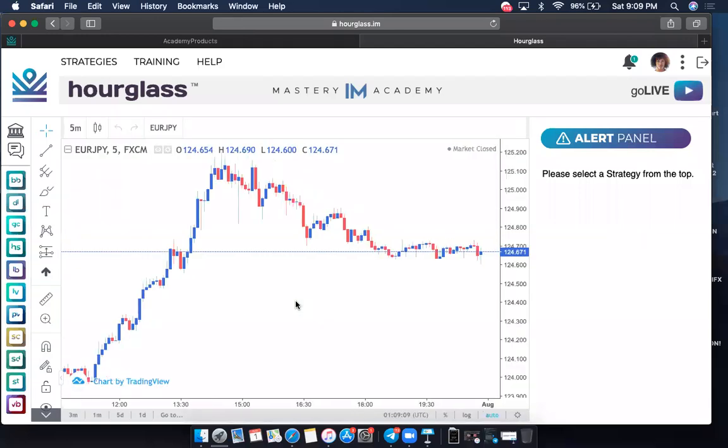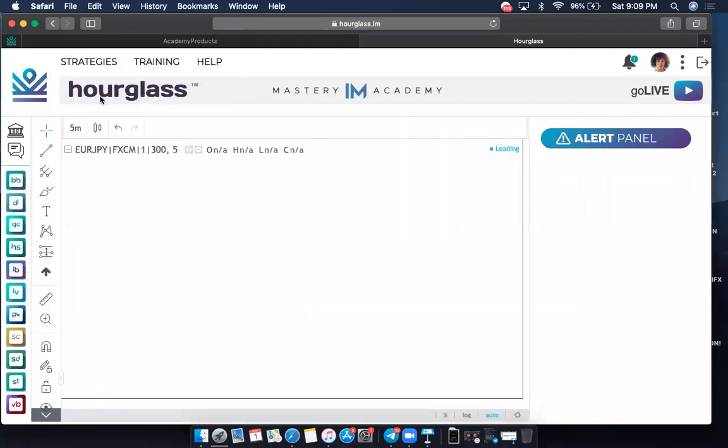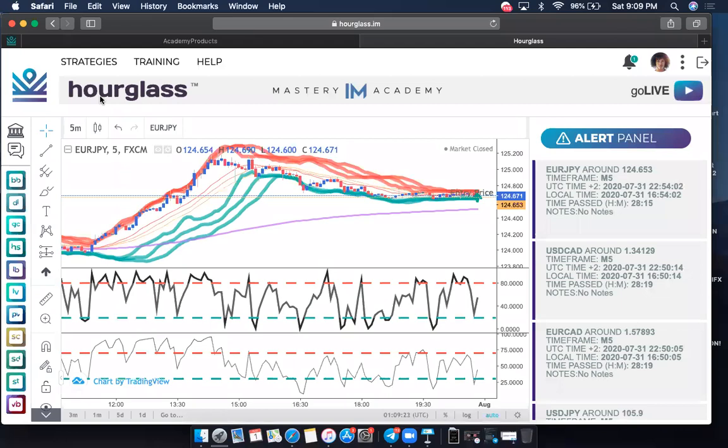Now, once you click on it, this screen will pop up, and you want to make sure that you go to the top where it says strategies. The hourglass has 2 strategies in it, but we focus on the Cashtrap strategy. You want to click right here, where it says Cashtrap, and this is the strategy. Very, very simple strategy, and you guys are going to see tonight how simple it is.